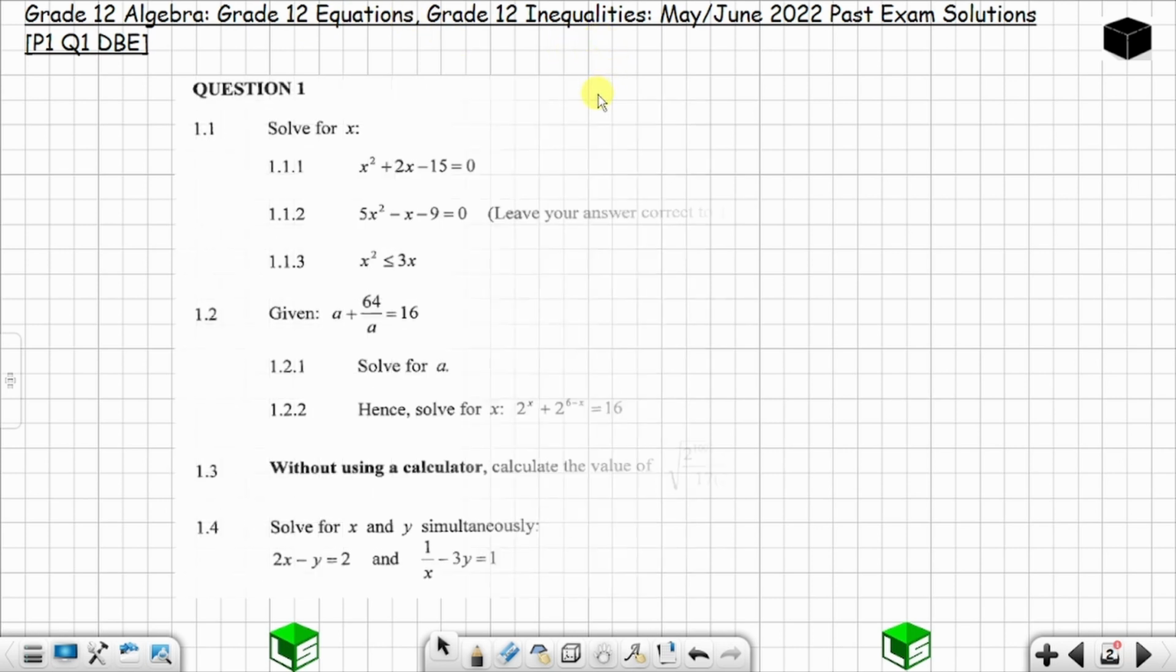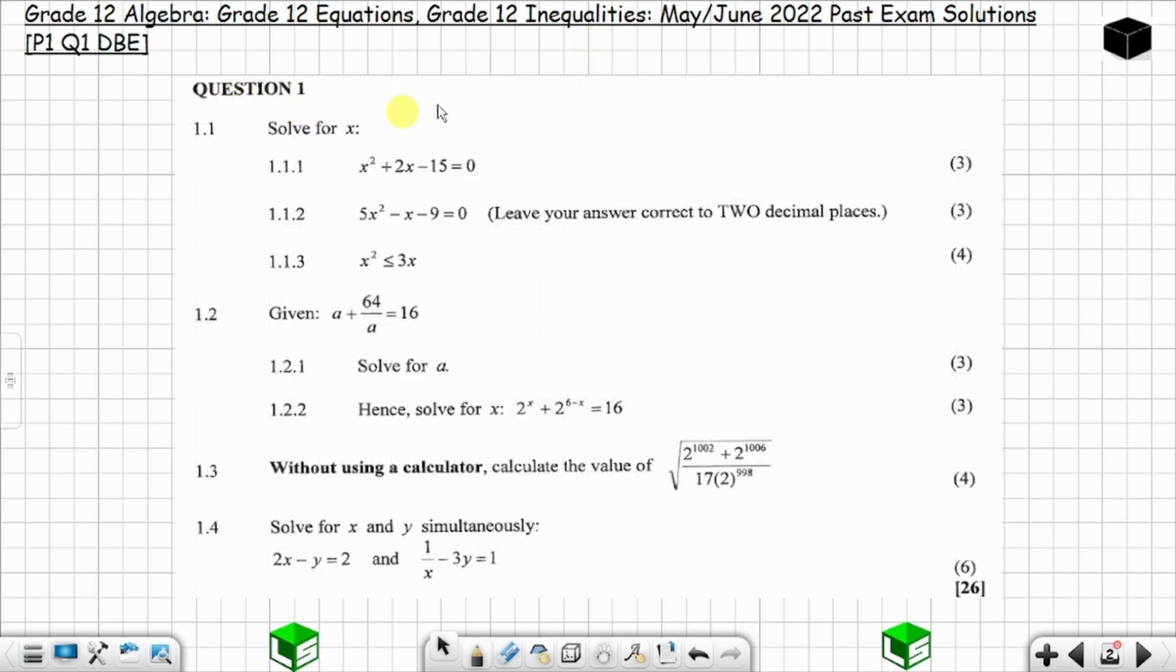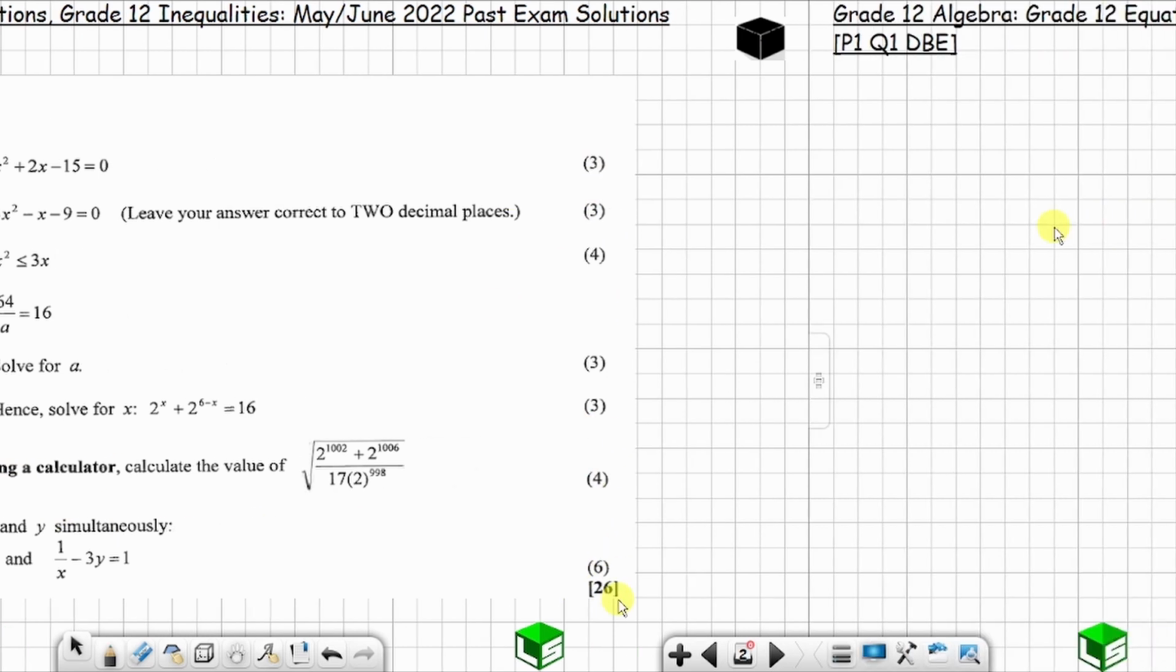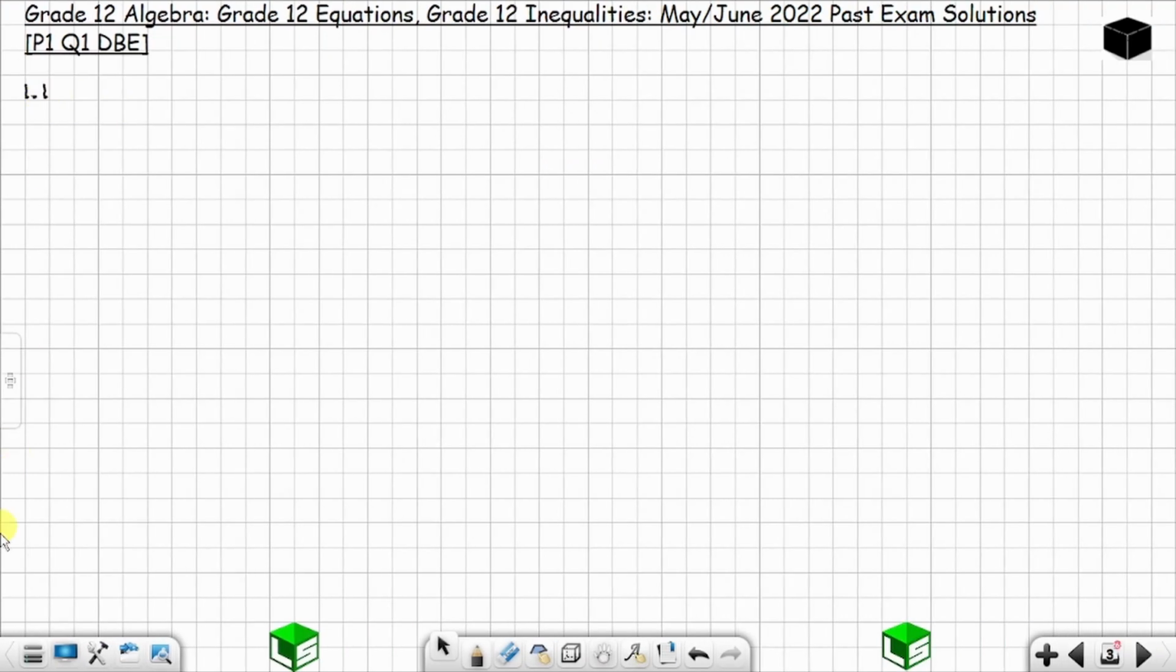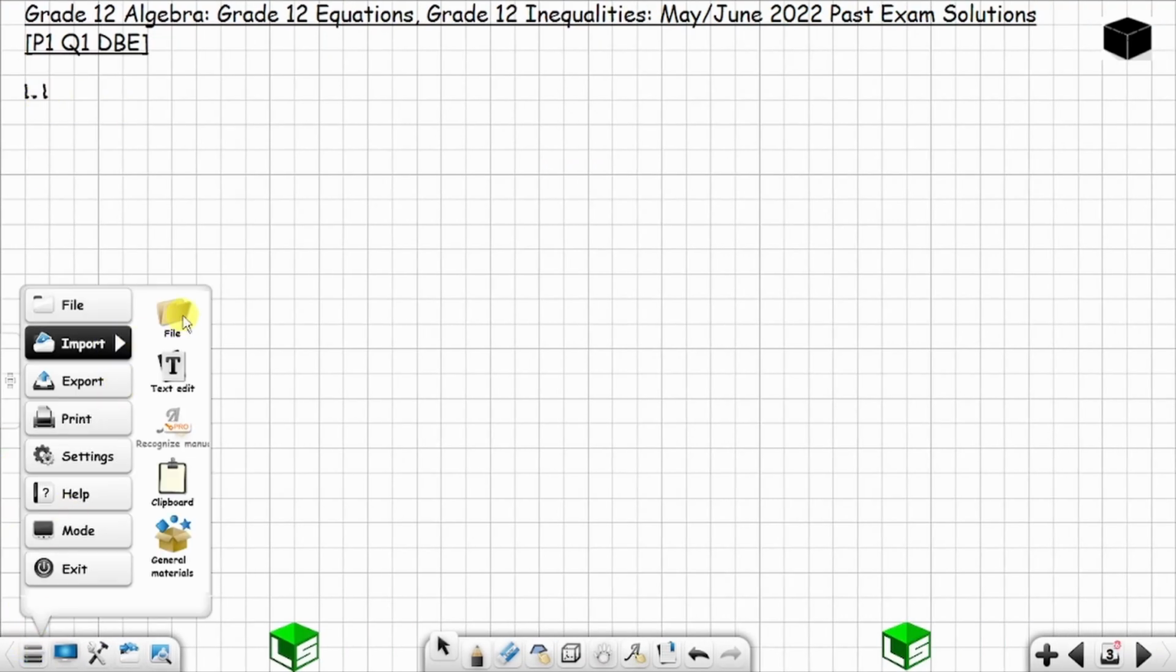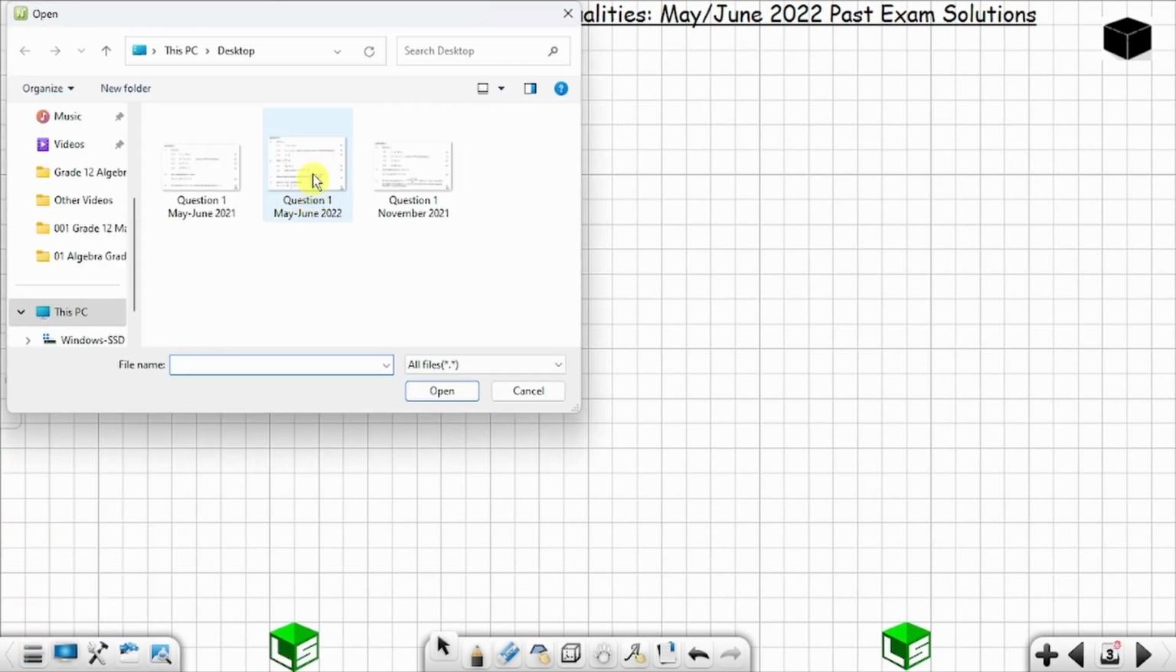So this is the question. It's question 1 from the May-June 2022 past exam paper. You can see these are the questions, and the total is 26 marks. So we start with 1.1. Let me get the question again. This is question 1 from May-June 2022.